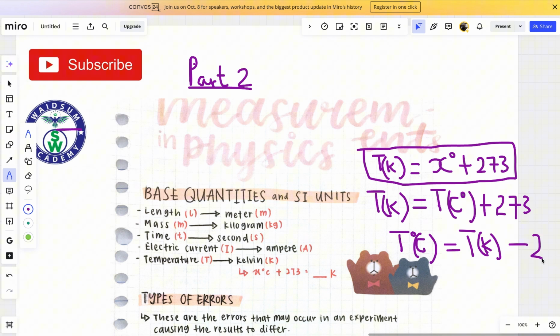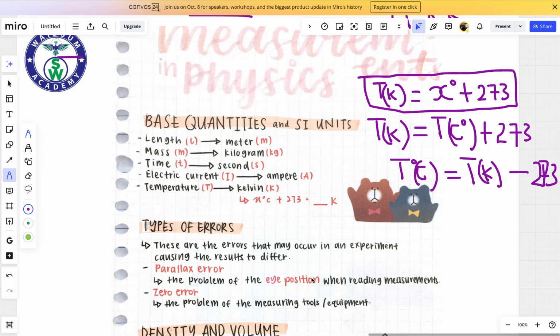So if I have degree Kelvin and I want to change to degree Celsius, whatever they gave me, like 298 Kelvin, they say change it to Celsius. I'll put the 298 here minus 273, and I'll get 25 degrees Celsius. Okay, that's it for temperature.